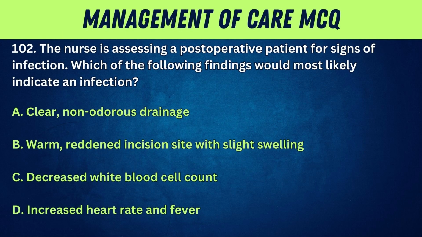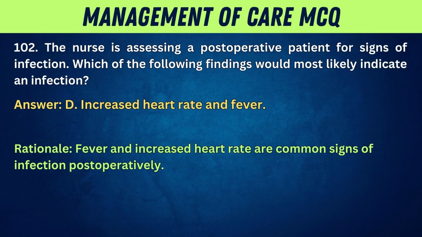102. The nurse is assessing a postoperative patient for signs of infection. Which of the following findings would most likely indicate an infection? A. Clear, non-odorous drainage. B. Warm, reddened incision site with slight swelling. C. Decreased white blood cell count. D. Increased heart rate and fever. Answer. D. Increased heart rate and fever. Rationale. Fever and increased heart rate are common signs of infection postoperatively.